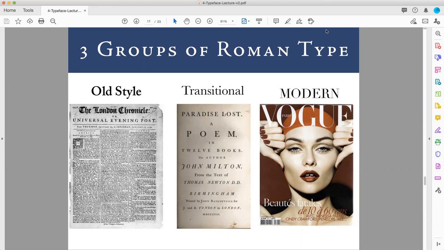Where we last left off, we were talking about the three phases of development of Roman style type. Remembering that Roman style does not mean it looks like ancient Rome, but rather it looks like the art book traditions of the early Renaissance in Italy. It also means it has uppercase and lowercase letters.